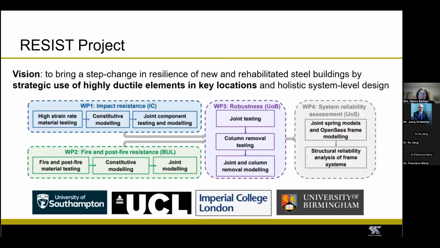So beyond SDI, what else is happening in the field of structural stainless steel research? Well, just a couple of slides because our time is up really, but there's a RESIST project in the UK for UK universities, all with a lot of expertise on structural stainless steel. And here they're focusing on the ductility of stainless steel, how the strategic use of highly ductile stainless steel elements in key locations can actually enhance the performance of structures under extreme loading. So that's the RESIST project.